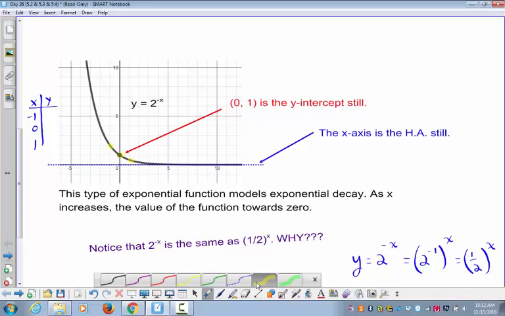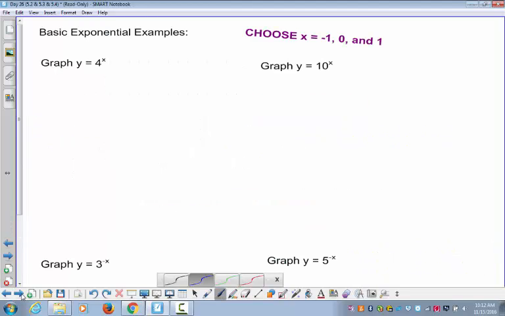Plug in -1 there, you get 2 to the 1, which is 2. So that's the point right there. -1, 2, 0, 1, always for a basic. And then 1, 1 half. So that's just y equals 2 to the x flipped through the y-axis. With that minus sign right there, you could say, oh, okay, that's a horizontal reflection through the y-axis. So you take 2 to the x and reflect it through the y-axis and you get that graph. That's our exponential decay.